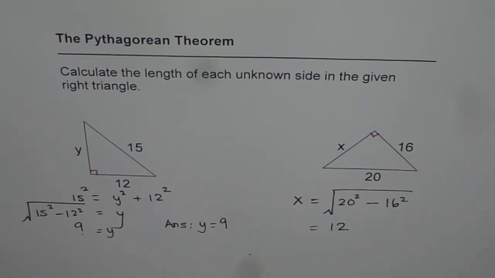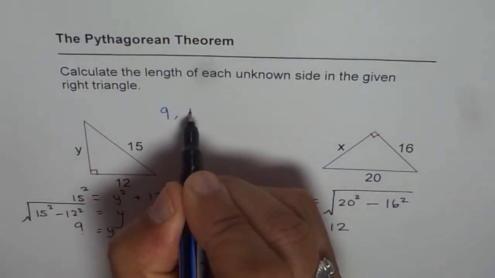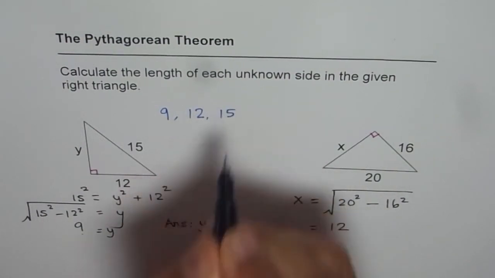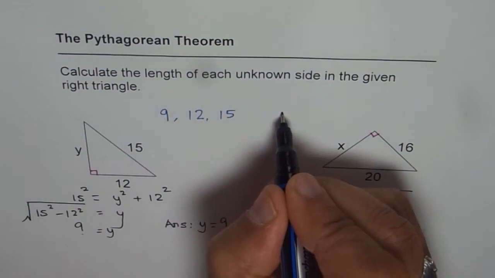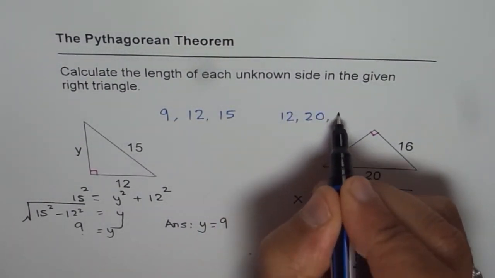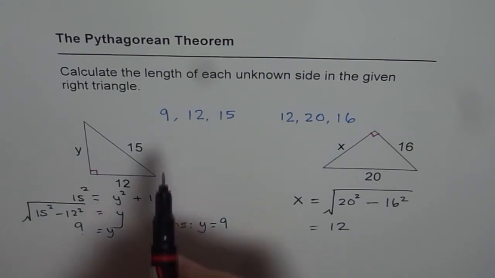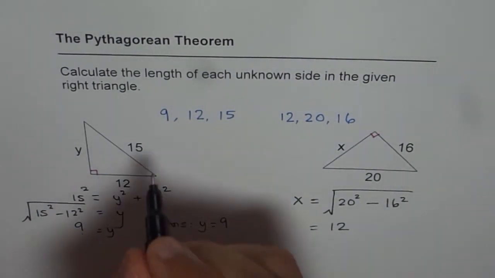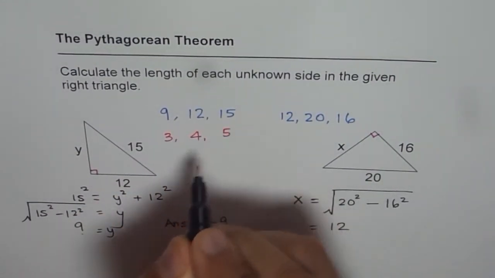So let's make a note of these two triangles. The first one here has sides 9, 12 and 15. The other one has side lengths of 12, 20 and 16. You will also note that if I divide these sides by their common factor, in this case 3 is a common factor, what do I get? I get each side as 3, 4 and 5.